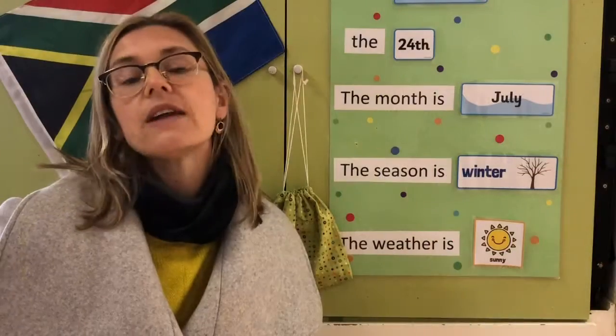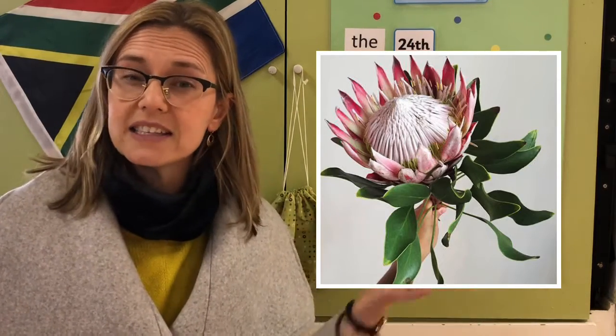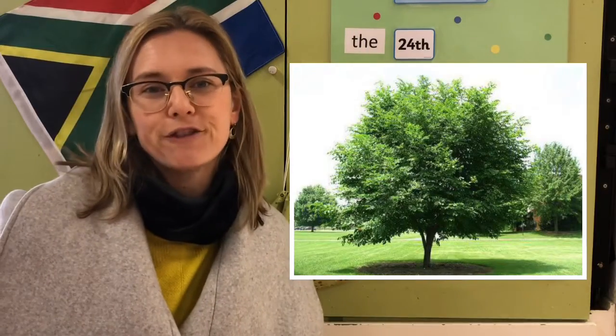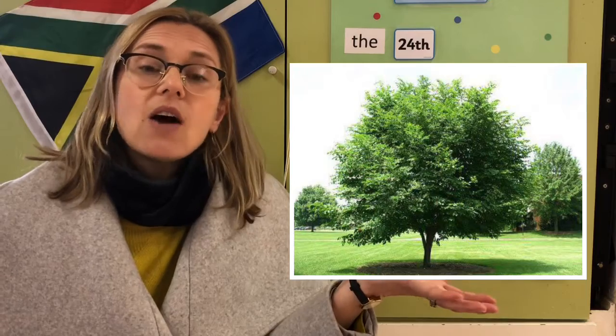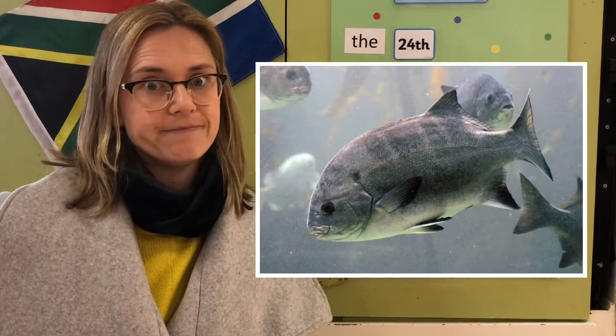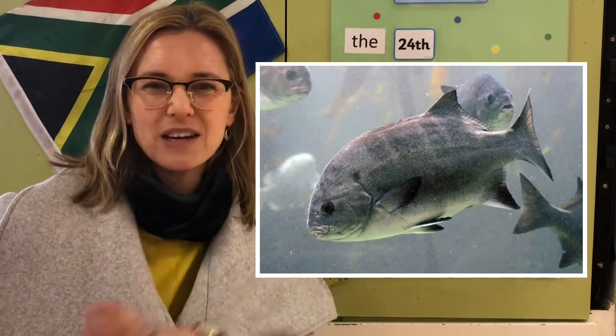And now there was something else we learned about that's 5. Our 5 national symbols. Think about that one. Can you remember what they are? What is our national flower? A protea. What about our national tree? It's that big tree that they use to make furniture. A yellowwood tree. And what about our national fish? I hope you've made one at home. A galjoenfish. It's like a brownish fish.